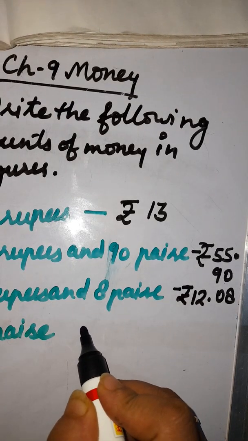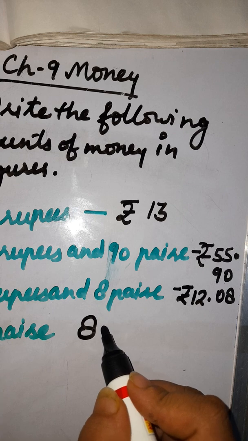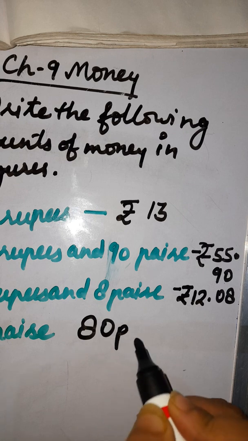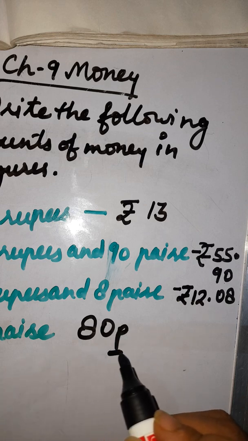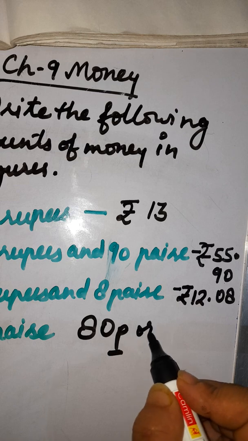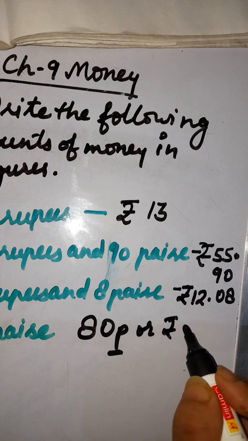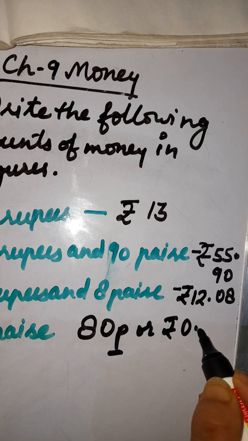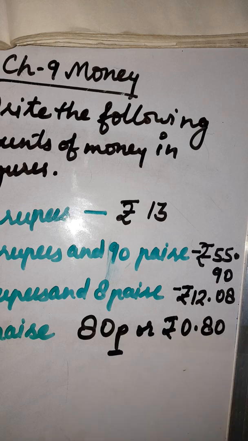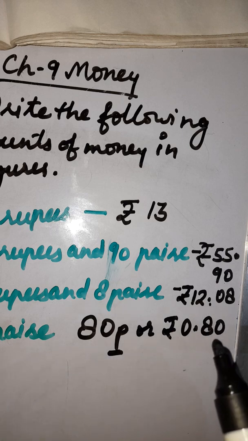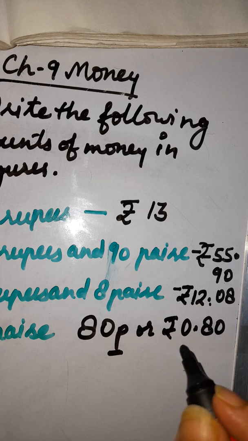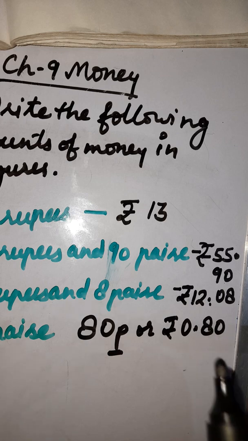What I told you, either we can write 80p, that is denoted as paise. The simple p written here means paise, 80 paise. Or ₹0 and 80 paise. Now this point shows 'and'. Remember that this point means we can say the word 'and'.